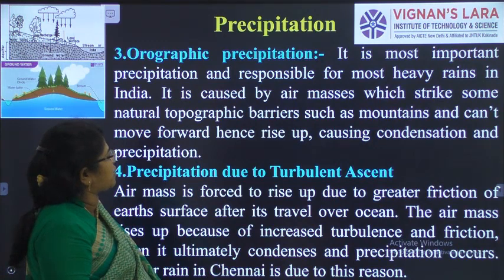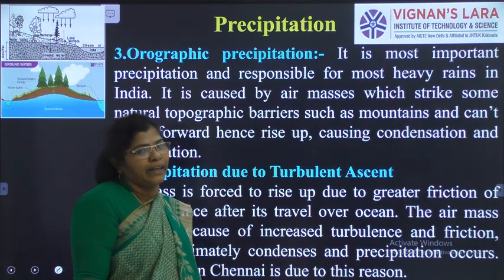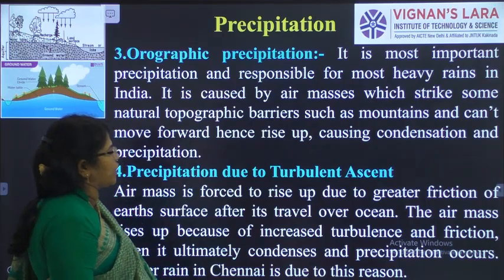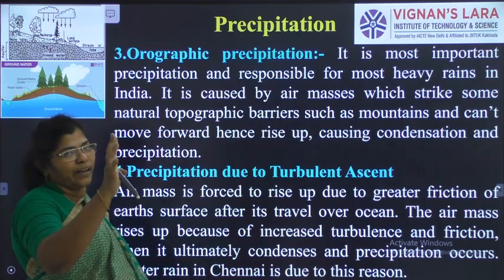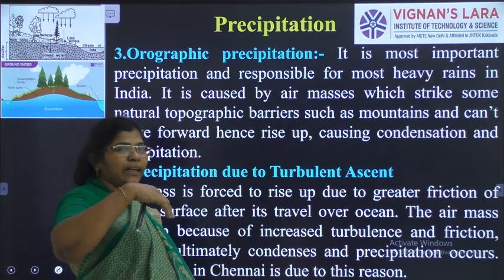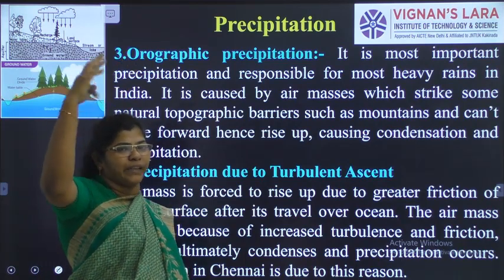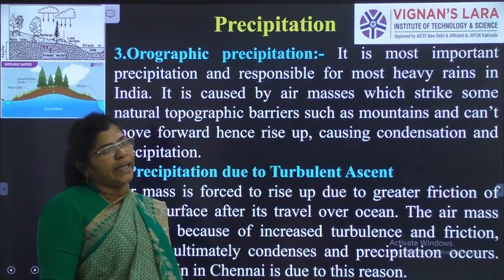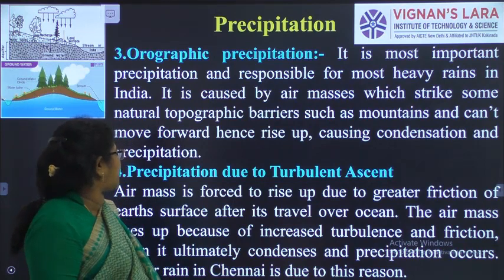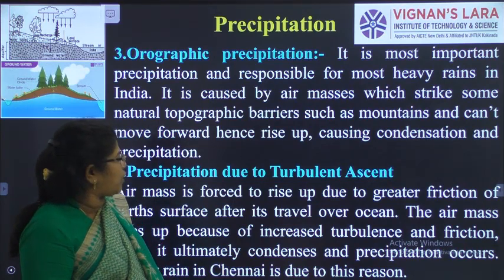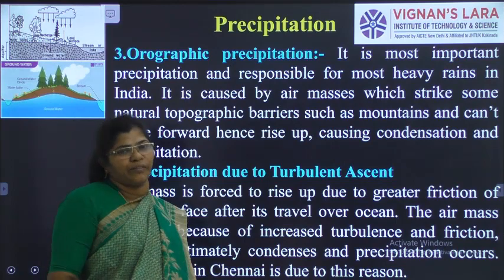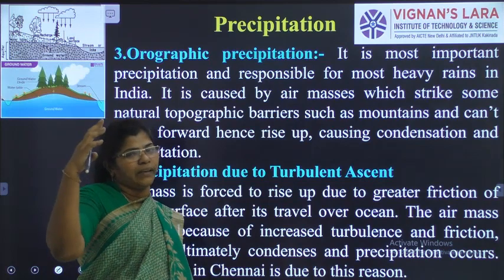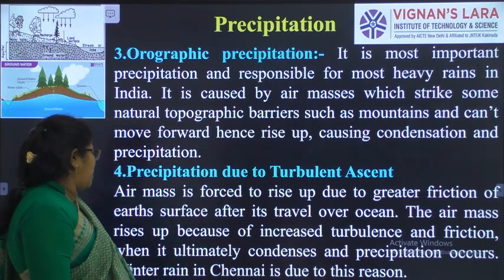Orographic precipitation is responsible for heavy rains in the case of mountains, where moist air strikes natural topographic barriers such as mountains. When the water vapor strikes very high mountains, it moves up, and it forms a rainy area. Most of the rains in hilly regions are formed mainly because of this orographic precipitation. And then there is precipitation due to turbulent ascent, where the vapor rises out due to the cyclonic effect, forms a cloudy layer and forms precipitation.